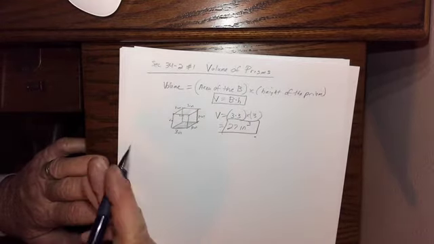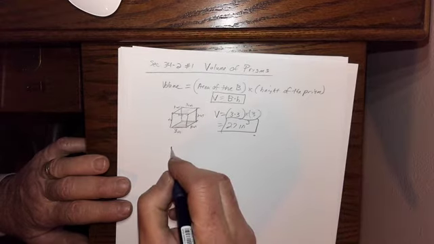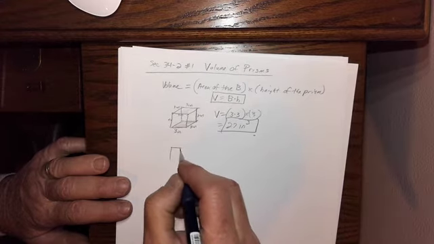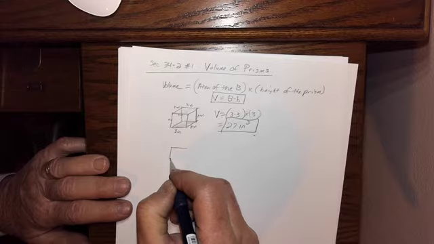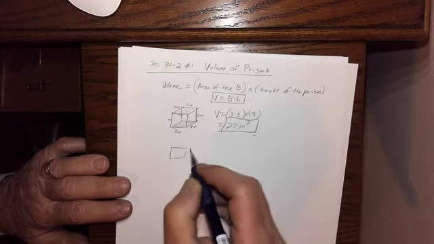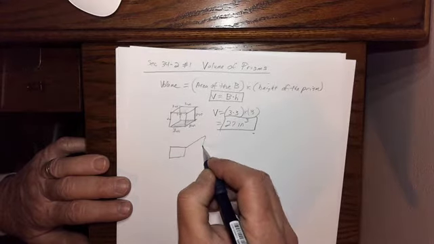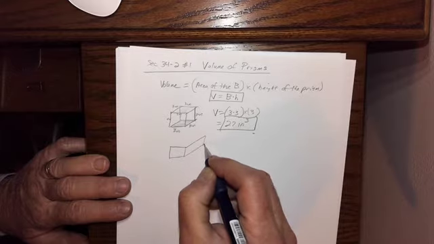Okay? If you were to look at a rectangular prism, let's say we had a rectangle. Let's see if I can draw this. It goes back here like this.